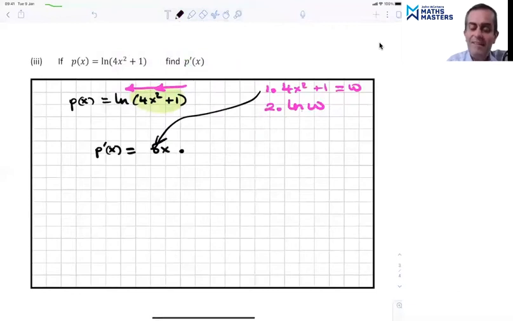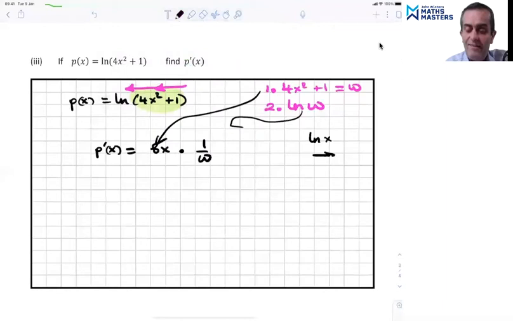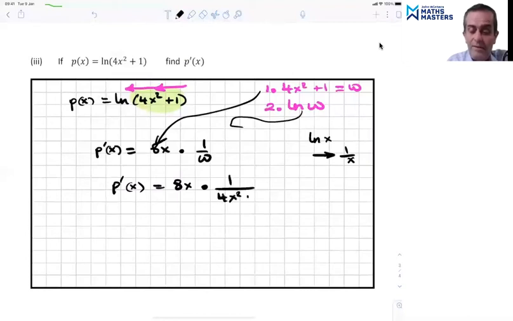Okay? And then if I differentiate log w, I get 1 over w. Remember, in the log tables, if we look it up, when you differentiate log x, you get 1 over x. So when you differentiate log w, you get 1 over w. So p dash x is going to be 8x multiplied by 1 over 4x squared plus 1. All I've done there is I've just replaced my w with 4x squared plus 1. That's all. So p dash x is finally equal to 8x over 4x squared plus 1.